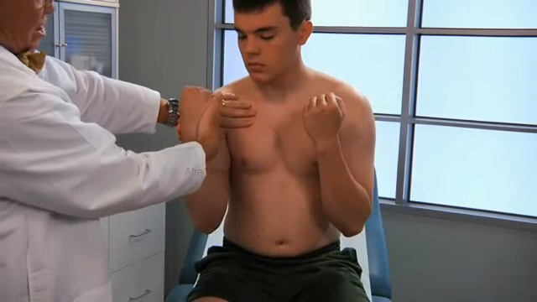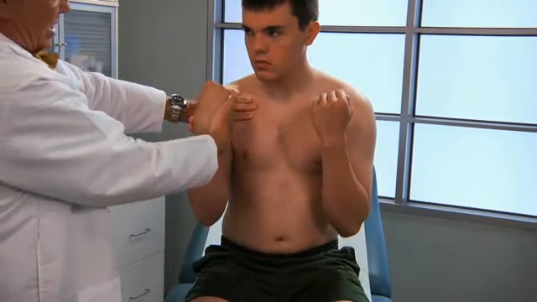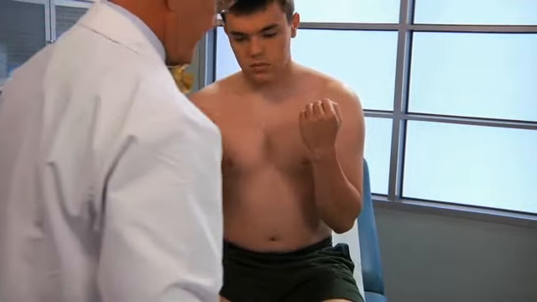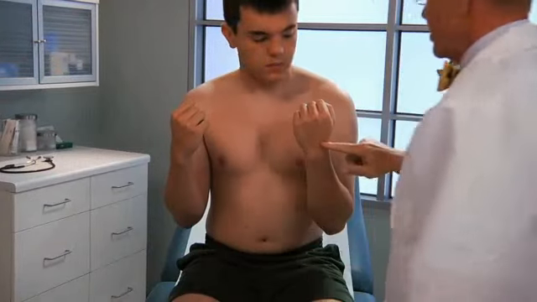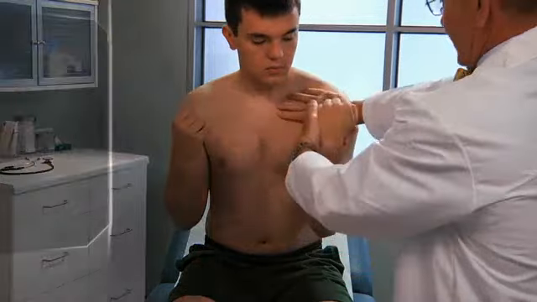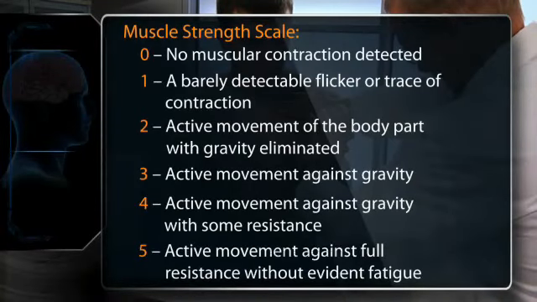As you assess muscle strength, keep in mind that a person's dominant side is usually slightly stronger than the non-dominant side. You will grade your patient's muscle strength on a scale of 0 to 5, with 0 indicating no muscular contraction detected, and 5 indicating active movement against full resistance without evident fatigue. This is considered a normal response.